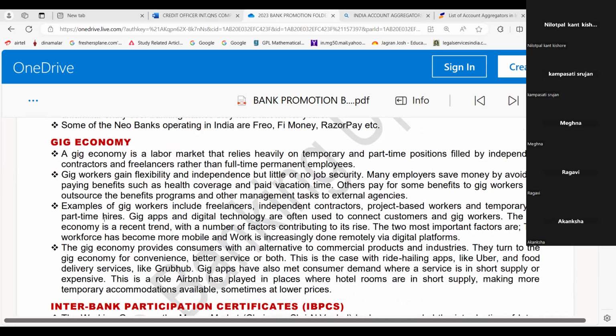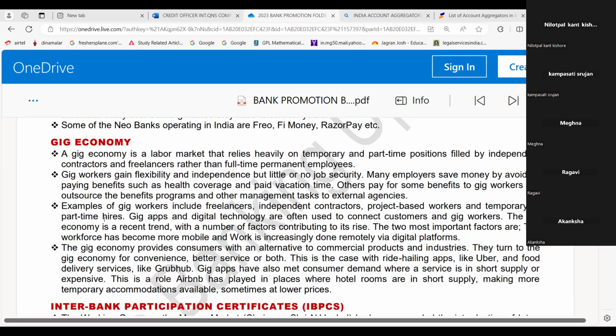A gig economy is a labor market that relies heavily on temporary and part-time positions filled by independent contractors and freelancers rather than full-time permanent employees. Gig workers gain flexibility and independence but little or no job security. Many employers save money by avoiding paying benefits such as health coverage and paid vacation time. Others pay for some benefits to gig workers but outsource the benefits program and other management tasks to external agencies. Examples of gig workers include freelancers, independent contractors, project-based workers, and temporary or part-time hires. Gig apps and digital technology are often used to connect customers and gig workers.